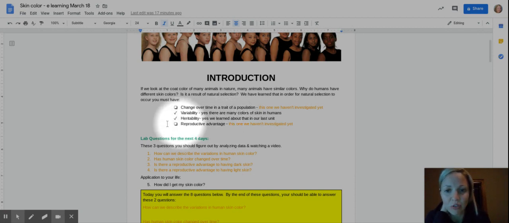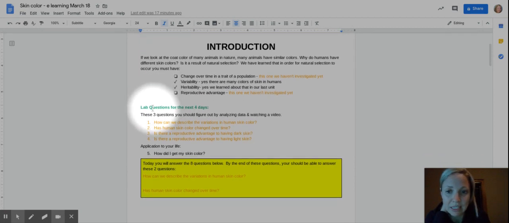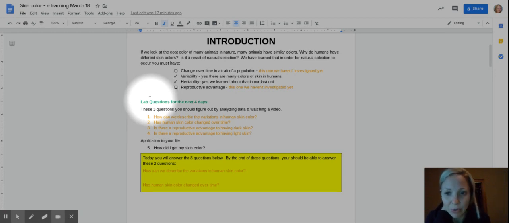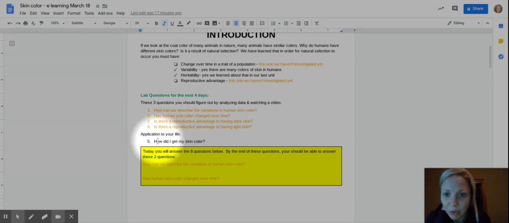This first page is just an overview of the next 4 days. So we have Wednesday, Thursday, Friday, and then Monday the 30th. We're going to be doing the same concept for those 4 days. So by the end of the 4 days, these are the questions that you should figure out.